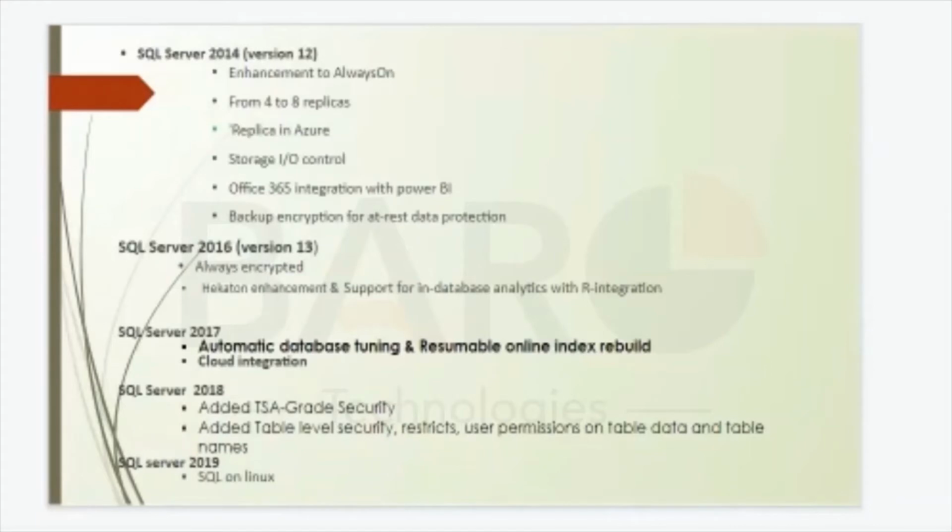ሰከንዳሪ ኖዶች ነበር ሰፖርት የሚያደርገው. አሁን እስከ 8 ሬፕሊካዎችን 2014 ላይ ማይክሮሶፍት ጨምሯል. ሬፕሊካ in Azure መጥቷል; you can have some of your servers on prem and some of your servers in Azure. So ይሄ 2014 ላይ መጣ. ነው 2016 Always Encrypted የሚባል. So if someone asks you about 2016, so what is the major release on 2016 ከተባላችሁ, Always Encrypted የሚባል የሴኩሪቲ ፊቸር 2016 ላይ ነው, እንዳትረሱ በደንብ.